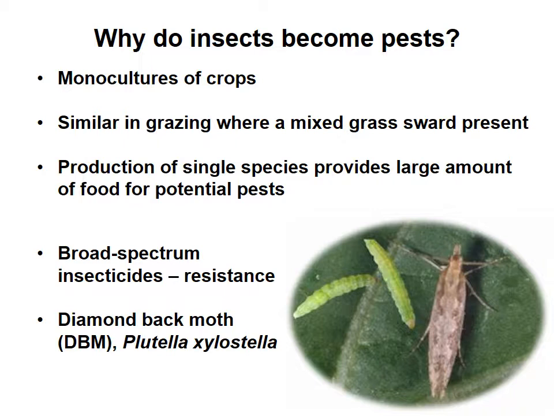In Australia, we have pests such as the diamondback moth and Heliothis, which are resistant to many insecticides, and they're of major concern to many farmers. In fact, diamondback moth is the first crop pest in the world to develop resistance to DDT.